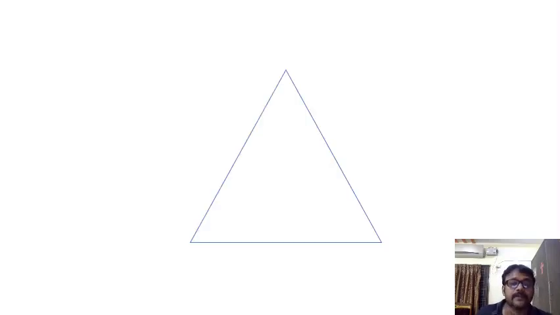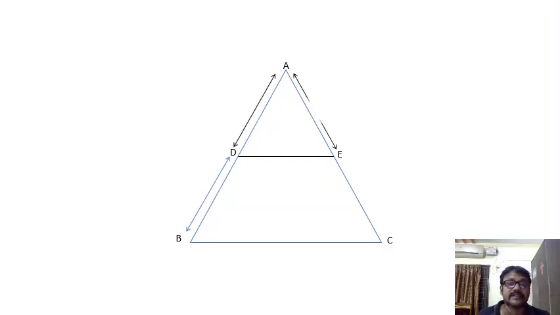Consider a triangle ABC and draw a line parallel to the side BC to meet the other two sides, that is AB and AC, at D and E respectively. So what I mean is a line DE is drawn parallel to BC to meet the remaining sides other than BC at D and E respectively. According to the statement, what we have to prove is the ratio AD to DB must be the same as AE to EC, that is AD by DB is equal to AE by EC.